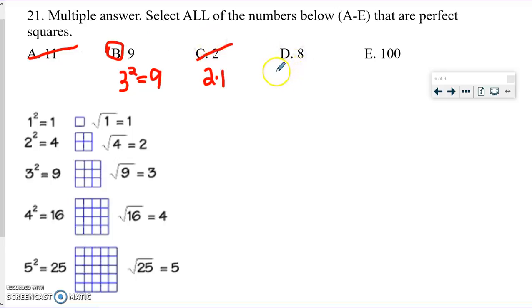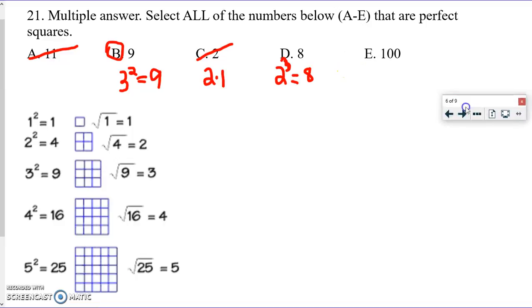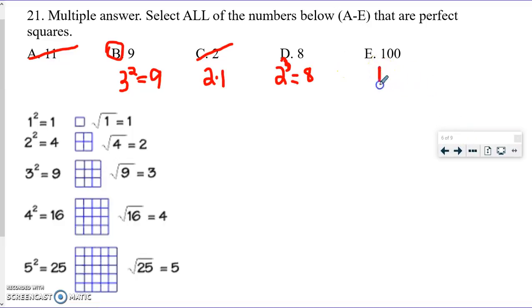8, a lot of people answered 8, and I kind of purposely threw that on there to trick you. But 8 is actually 2 to the third power, not 2 to the second power. So 2 times 2 times 2 is 8. There's no number times itself that's going to equal 8. And then if we think about 100, 10 times itself, 10 squared is 100. So 100 is also a perfect square. So for this one, the answers were B and E for perfect squares.